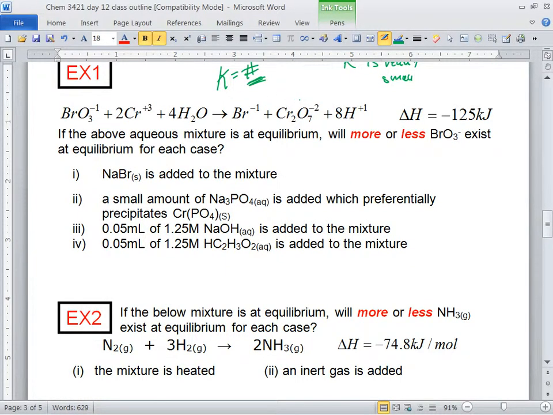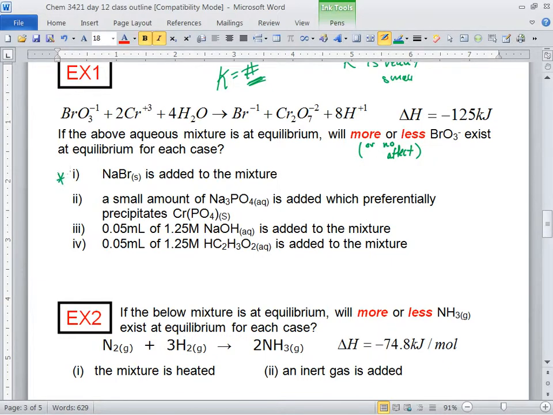For example, here's a big, long reaction. It looks like it's exothermic. The above aqueous mixture is at equilibrium. And the answers to these questions are, will we get more or less of the bromate for each case? Or I guess you should say, or no effect. That should be another choice.